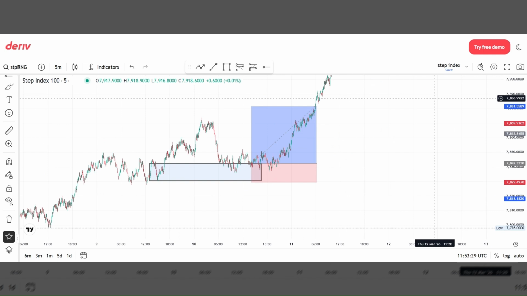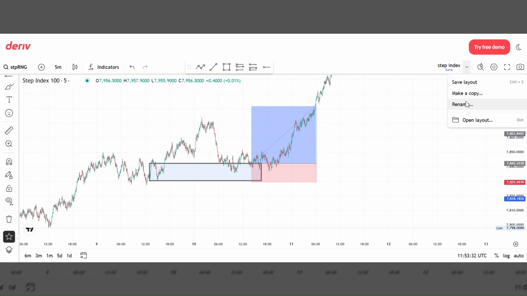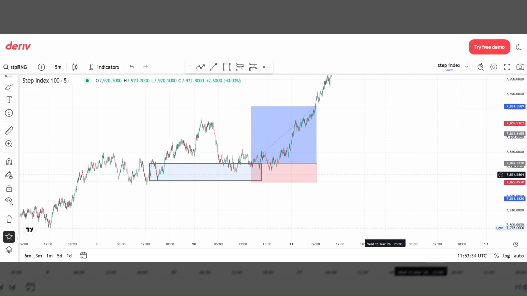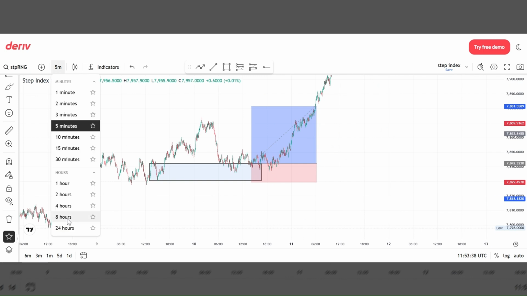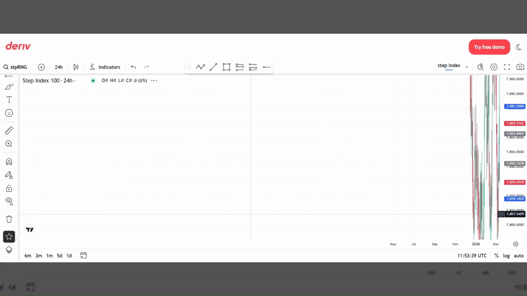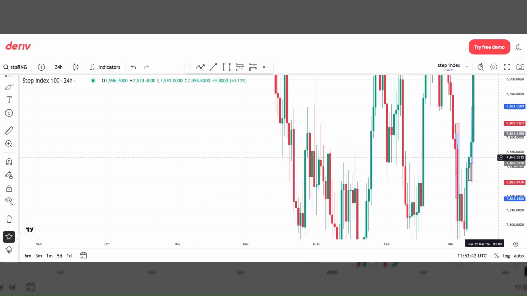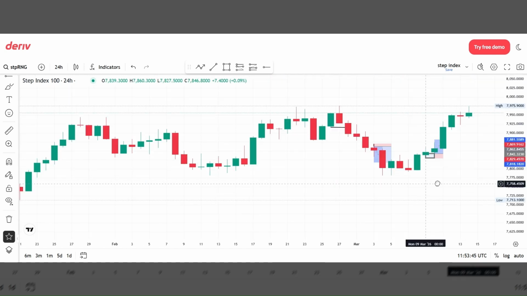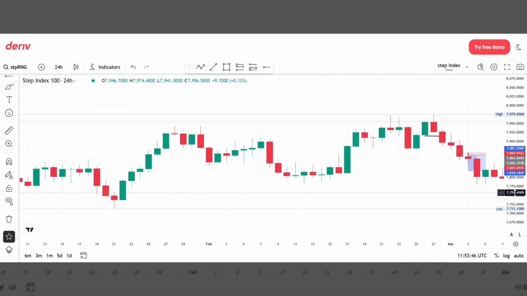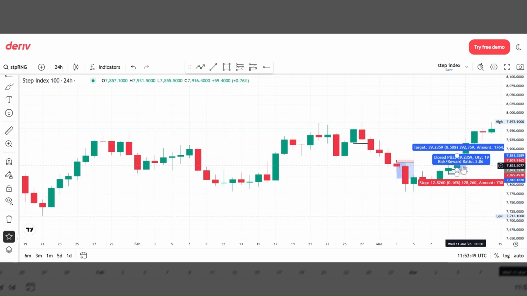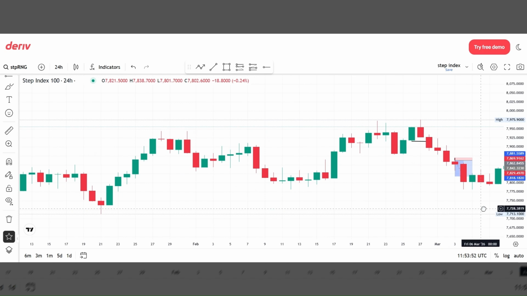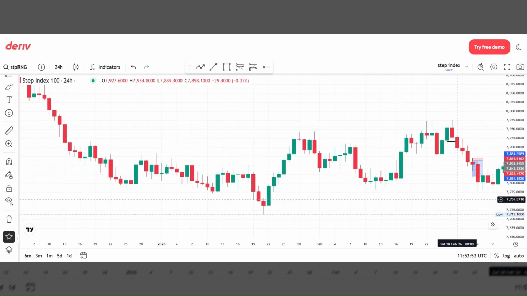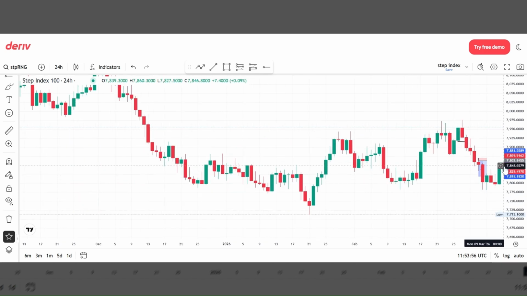First thing first, go to 24 hours. When you come to 24 hours, as of the time I took this trade, the chart was like this. Let's forget about this. The chart was like this.